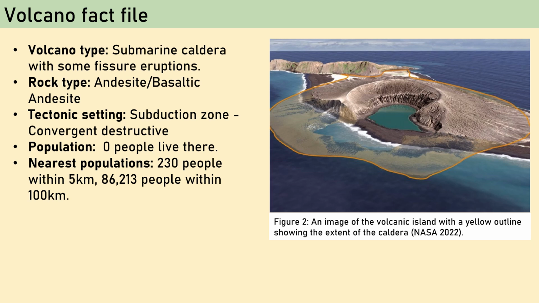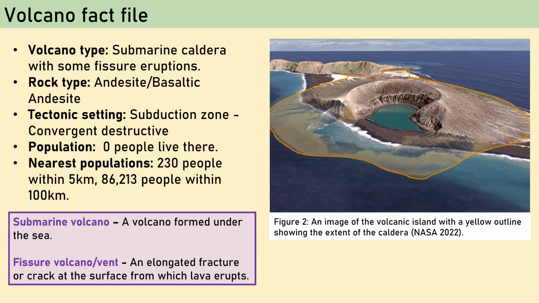So a little bit more about the volcano itself. This is going to help you to fill in the fact file on your sheet. The volcano type was what we call a submarine volcano. It's just one that's formed under the sea with some fissure eruptions, so it's got an elongated fracture or crack at the surface from which lava erupts. You will see in this image the extent of not just the volcanic island, which is above the surface, but also the yellow outline, which shows the extent of the caldera, which is underneath the sea as well. The rock type is andesite or basaltic andesite. The tectonic setting, as we said, was a subduction zone, so a convergent destructive plate margin.